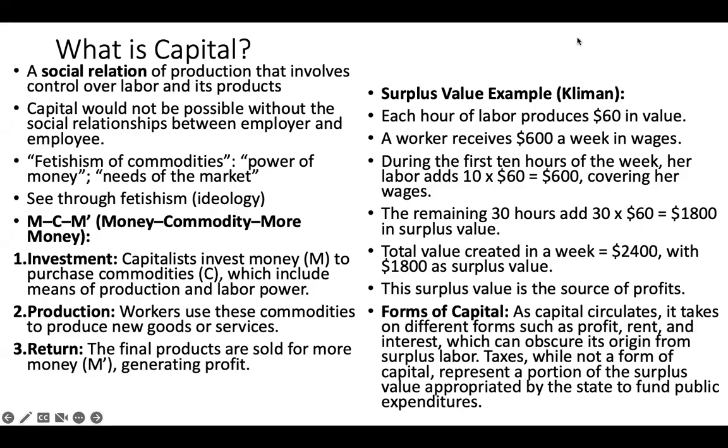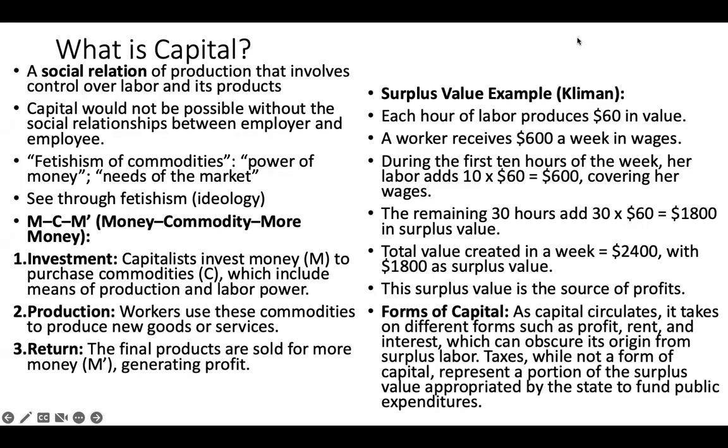But capital is not a thing, right? Capital is a product of a social relationship that exists between people. Basically between employer and employee, or between the capitalist and the working class. So capital is a social relation of production that involves control over labor and its products.